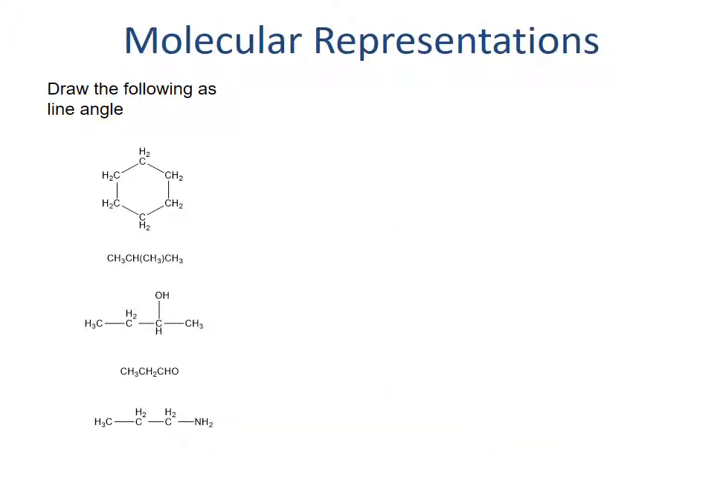Let's have some practice drawing things as a line angle representation. Remember that every time you draw a line angle, we're not going to draw the carbons, but we'll still draw all the bonds between them. So we're essentially drawing the same thing over again, and just not drawing the carbons or the hydrogens that are attached to them. Pause, make a best guess at what you think a molecule will look like, and then advance the video after you've made an attempt at each of these molecules.